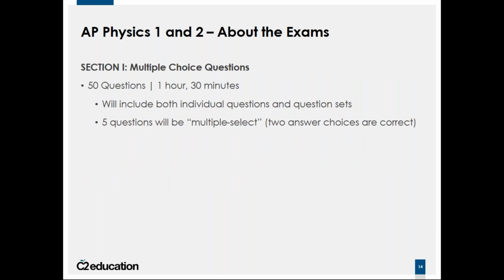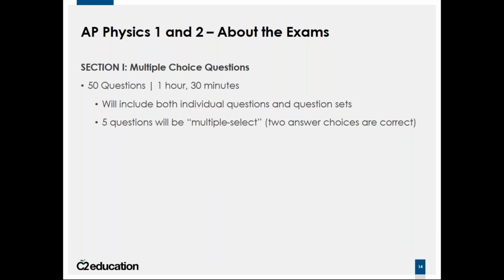Now, AP Physics 1 and 2. Let's talk about AP Physics. Again, 2 parts, multiple choice, 50 questions, 90 minutes. This is for both tests. Both tests have the exact same structure.